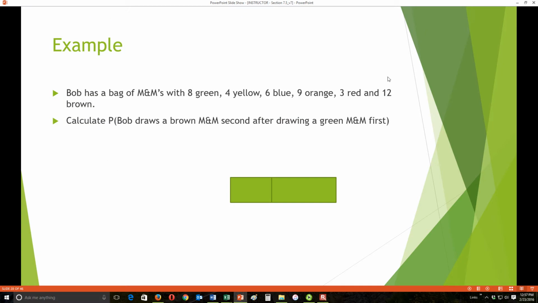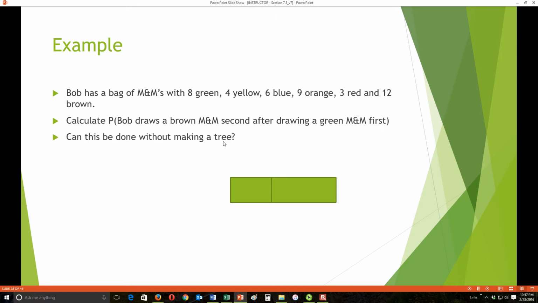Let's look at another example. Bob has a bag of M&Ms with 8 green, 4 yellow, 6 blue, 9 orange, 2 red, and 12 brown. Calculate the probability Bob draws a brown M&M second after drawing a green M&M first.